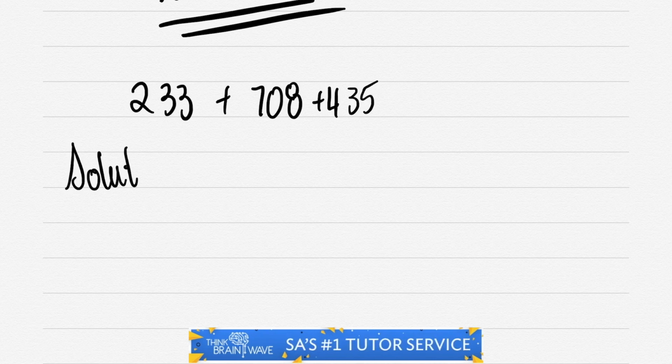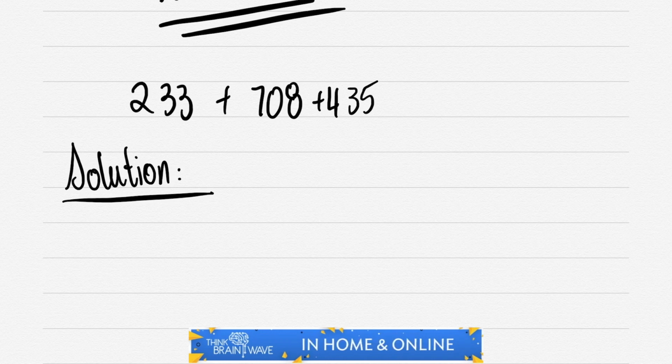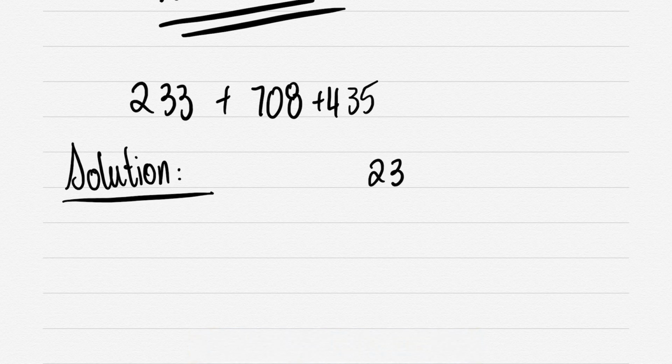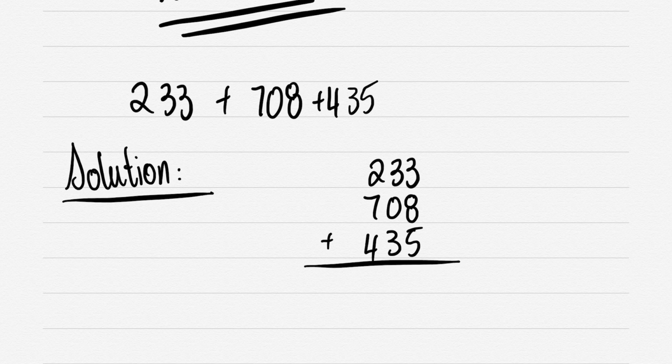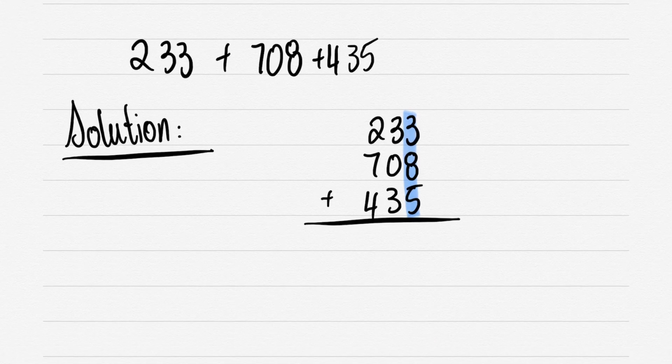Okay, so we've got 233 plus 708 plus 435. Here's our solution. We say 233, 708, and 435. We start on the right-hand side. We put our plus sign. Right, so we've got 3 and 5 is 8 plus another 8 makes 16. So you put the 6 down and put the 1 at the top of the next column. You then have 1 plus 3, which is 4, plus 3 again, which is 7.